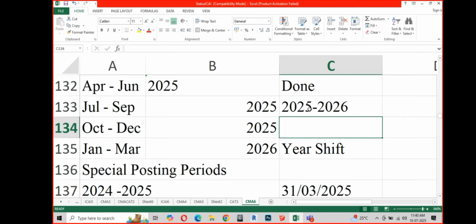But for the last 3 months, there would be a shift in the year. From 1st of January 2026, for the 3 months, there is going to be a year shift. This concept is called year shift. Did you understand?